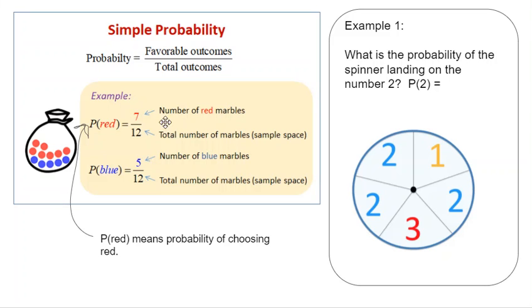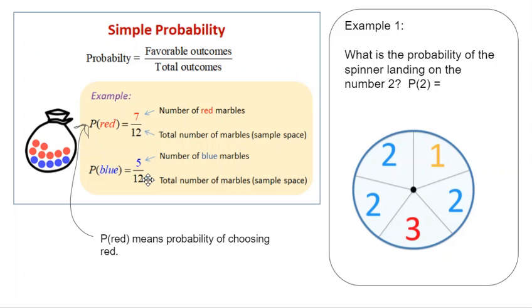So if I want to know the probability that I choose a red marble out of that bag, it's going to be the number of red marbles divided by the total number of marbles. So if I count them up, I see I have 7 red marbles out of 12 marbles altogether. So the probability of red was 7/12 and the probability of blue is 5/12. You can also express probability as a decimal if you divide them, but you don't have to.